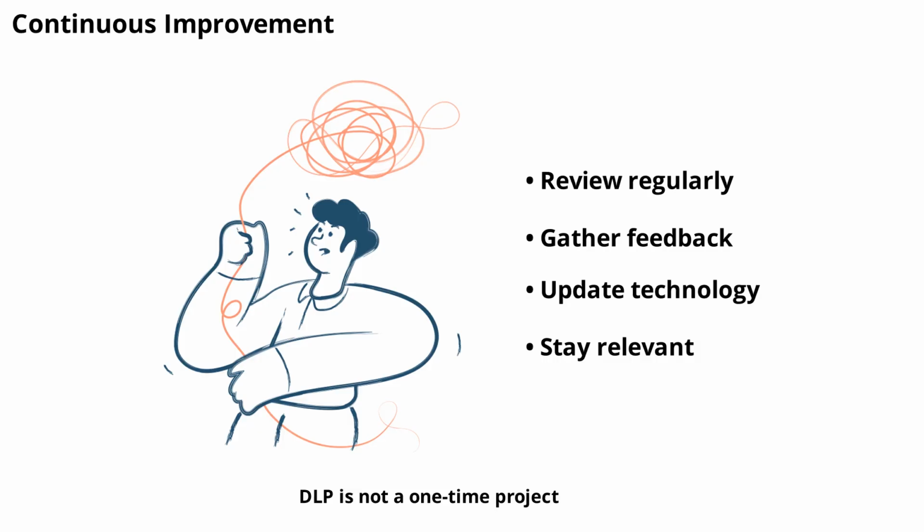DLP is not a one-time project. Continuous improvement is essential to keep up with evolving threats and business needs. This phase involves regular reviews, user feedback, and technology updates. By fostering a culture of improvement, you ensure your DLP program remains effective and relevant.